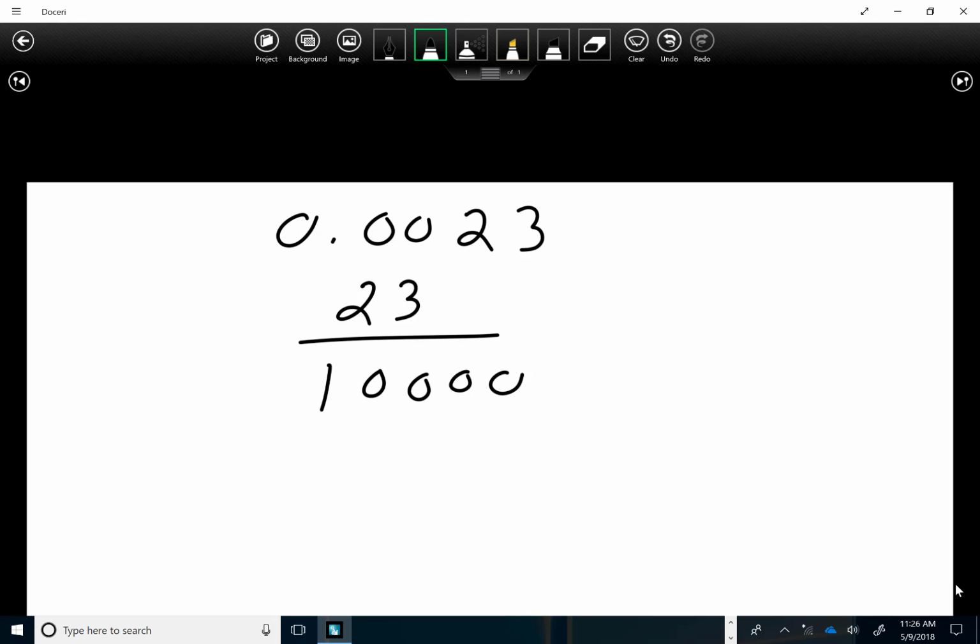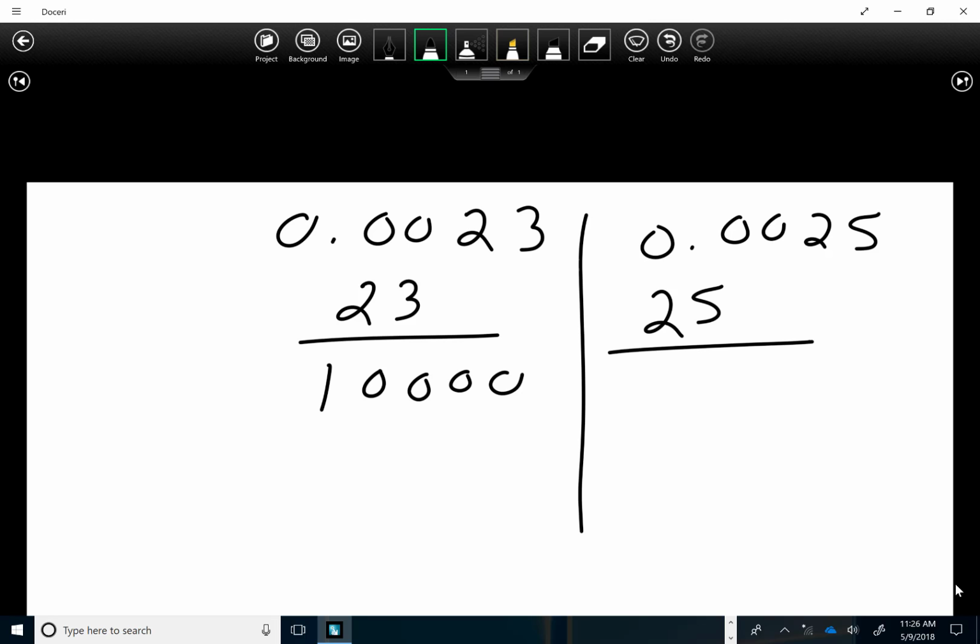This fraction is already reduced. This reduces to 1 over 400.